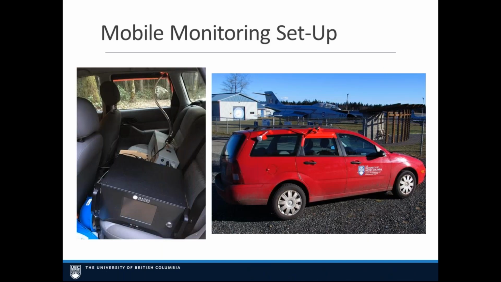So here's how our vehicle is set up for mobile monitoring. The two instruments in this case were installed on the rear seat of the vehicle, where the air inlets pass through the rear window and attached to the side of the vehicle. The inlets were attached to the side opposite to the exhaust to limit any effect on the PM measurements by the vehicle's own emissions. And then a GPS is installed on the dashboard to collect the vehicle's location throughout the monitoring.